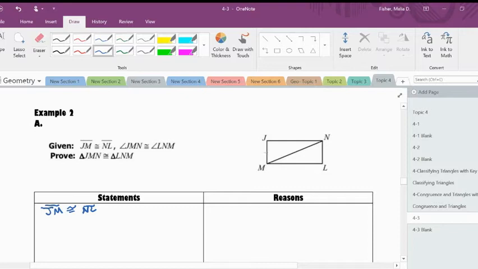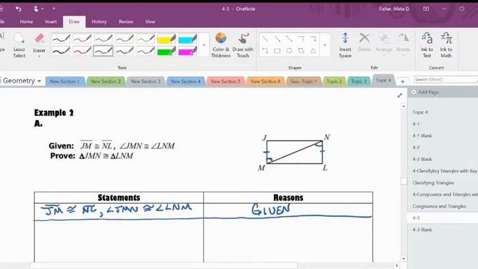So JM is here and NL is here, and I'm marking that on the picture so that I am ready to use that information. The next piece of information was that angle JMN was congruent to angle LNM. JMN is this angle, and LNM is this angle, and I have marked those on there. Now the reason is given. Just to keep my proof nice and tidy, I like to draw a little line here.